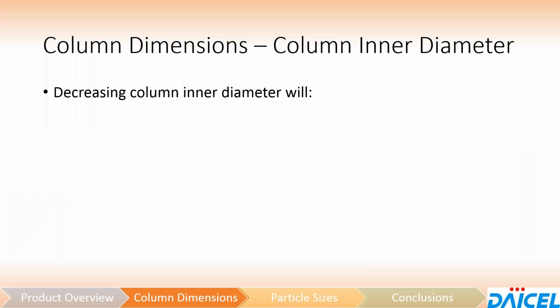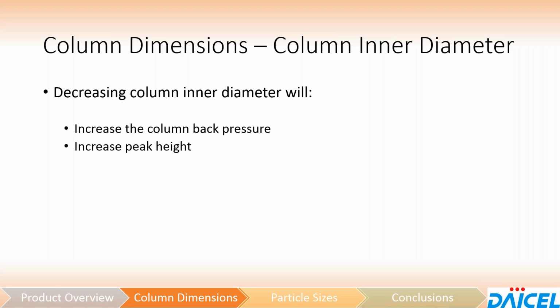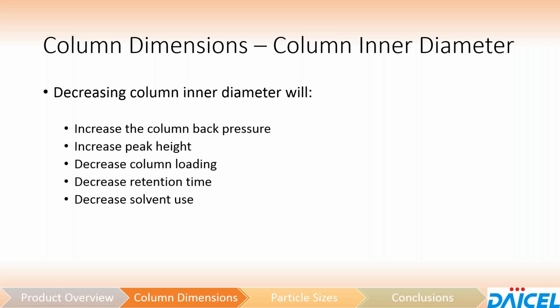Now, if we move on from column length to column inner diameter, there are a number of things that we can expect to see, assuming that we keep the flow rate constant. If we go from a 4.6 to a 3 to a 2.1, with the flow rate remaining at 1 mL/min, for instance, decreasing the column ID will obviously increase the column back pressure. It will increase the peak height, and will decrease the column loading, the retention time, and solvent use.